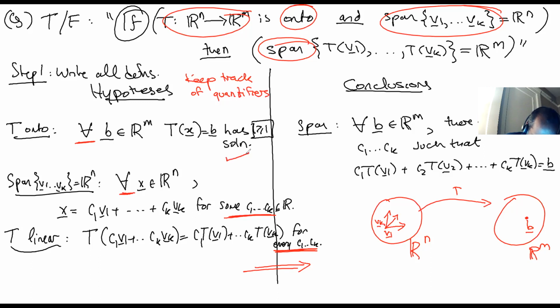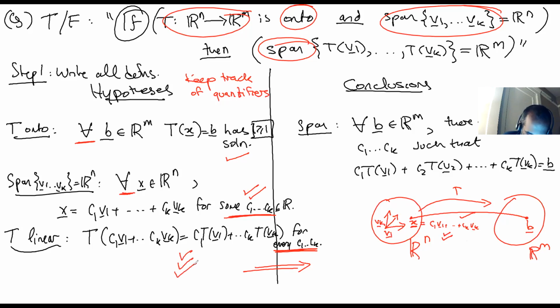So if I use the first fact, then I know that B has to come from some X, right? Tx equals B has a solution. So that's the first fact. The second fact is that this X is in the span of V1 through Vk, right? So I know that this X is equal to C1 V1 plus all the way up to CK Vk. That's by the second fact. And then the third fact is that linearity preserves a linear combination.